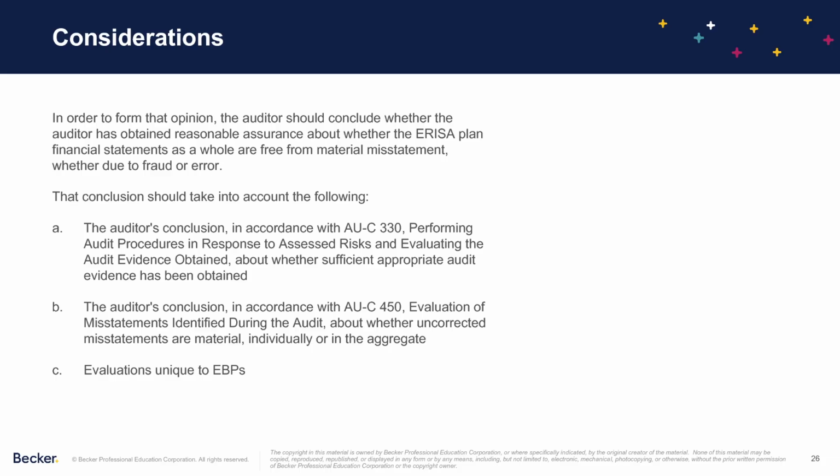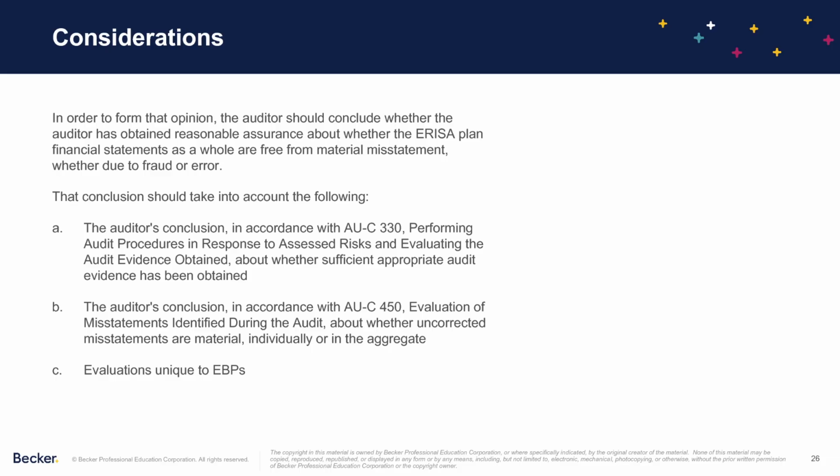But at this point, one of the things that we're doing is responding to our risk and then evaluating audit evidence to determine whether we have that sufficient appropriate evidence. Under AUC 450, we have to evaluate any misstatements identified during the audit and determine whether uncorrected misstatements are material, either individually or in the aggregate. So if we do find something, not necessarily every misstatement that we identify is going to be booked. And so if we have uncorrected misstatements, we must evaluate those uncorrected misstatements prior to concluding on whether the financial statements are free from material misstatement.